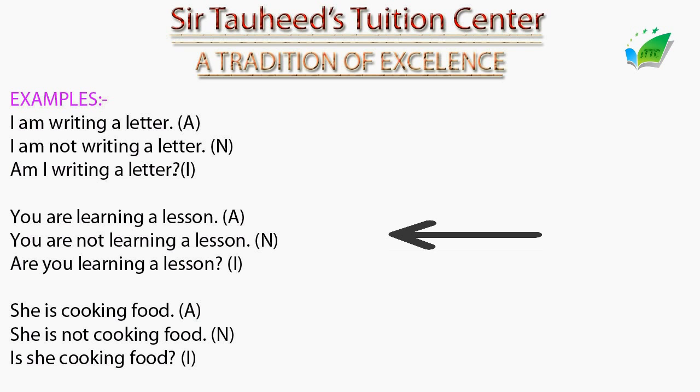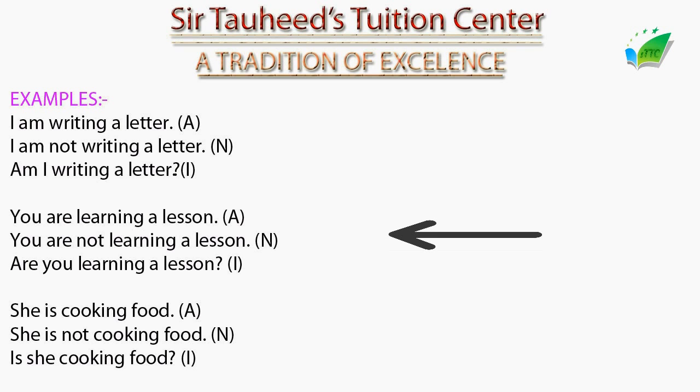Are is also used with some other subjects as well. So you is a second person. So after you, we have to use are. And then we have the fourth form of verb, learning, because the learning process is going on. And then its object, a lesson. You are learning a lesson.